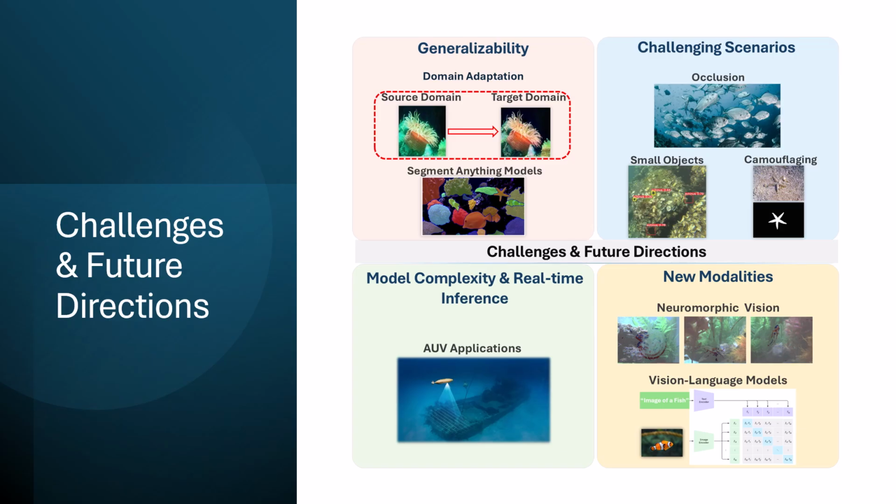Looking ahead, several key challenges remain for underwater vision. Models need better generalizability, using domain adaptation either to transfer knowledge from above-water data to underwater scenes or to adapt across different underwater conditions, such as color casts and visibility changes. Zero-shot models like Segment Anything are promising in this context. Systems must also handle challenging scenarios such as occlusions, very small objects, and heavily camouflaged marine life.